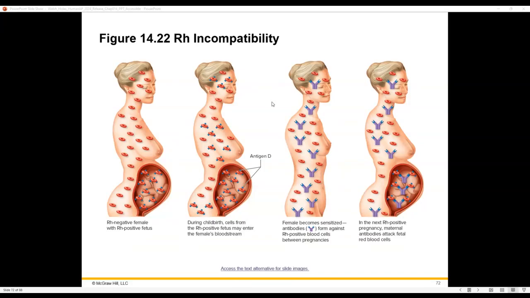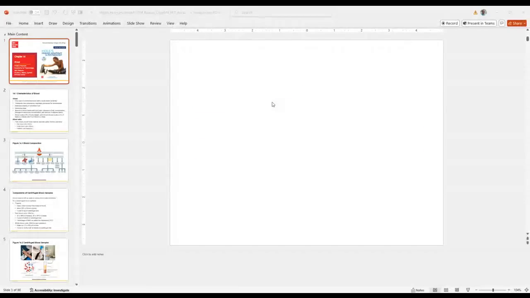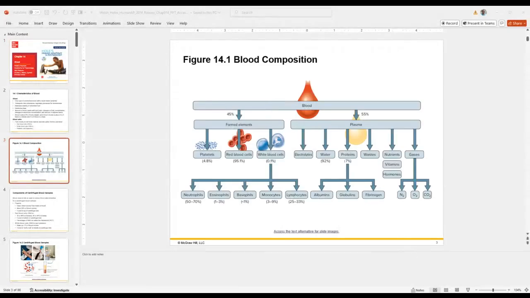Okay, this is an image showing Rh incompatibility during childbirth. Okay, and that's the end of that chapter.